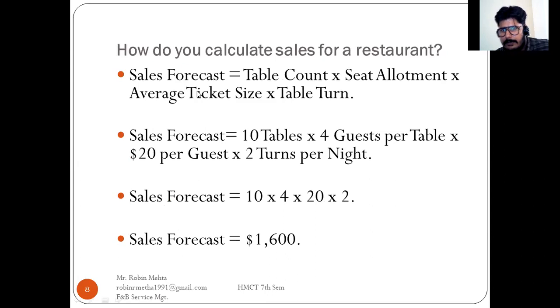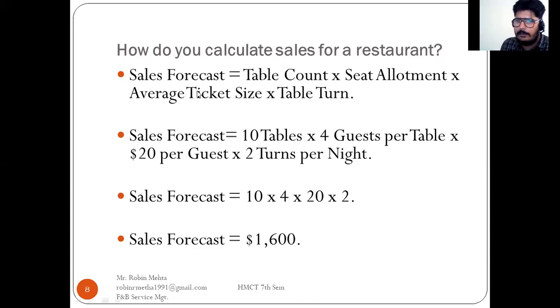Next is how to calculate sales for the restaurant. Sales forecast is equal to table count multiplied by seat allotment, average ticket size multiplied by table turn. Whatever the sales forecast, how do we do the sales forecasting in the future, if I'm doing sales forecasting for next month, or for the same month, like September?